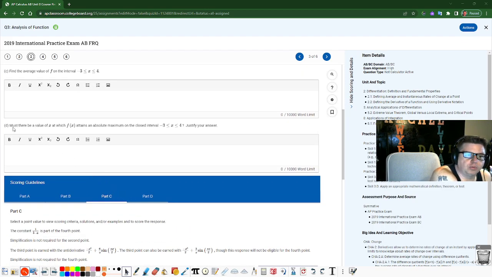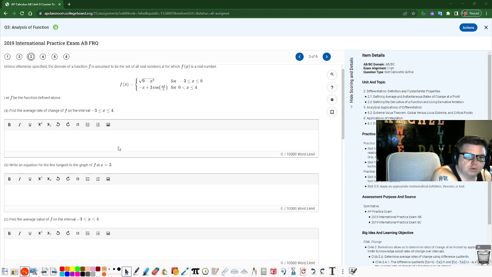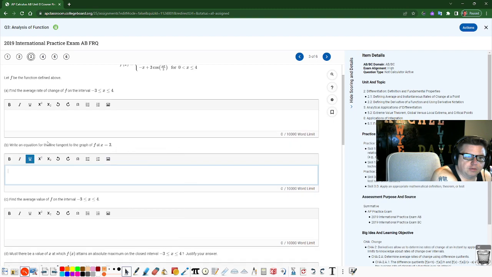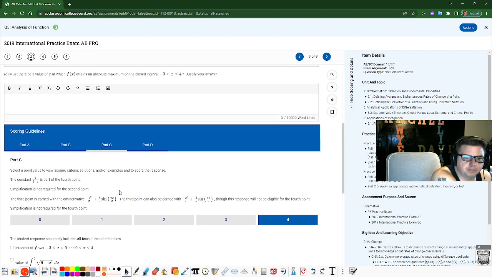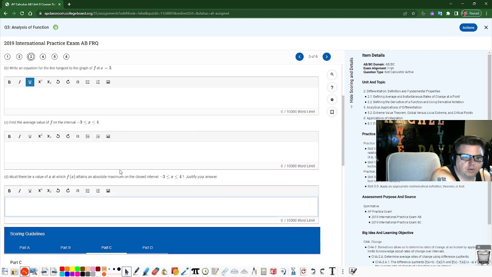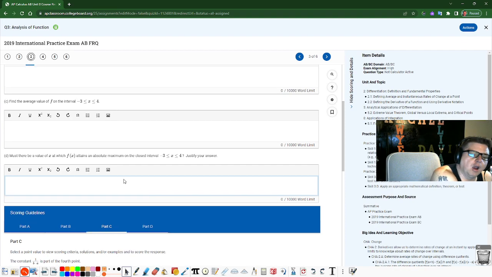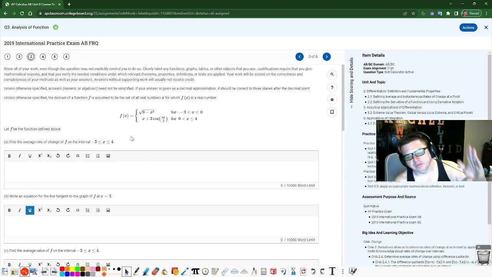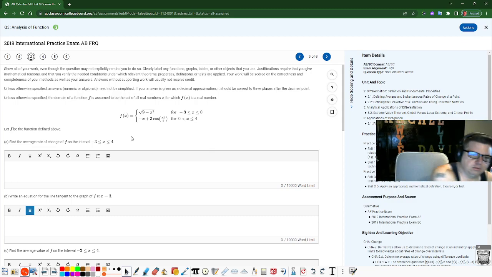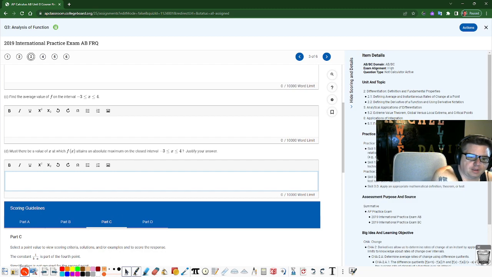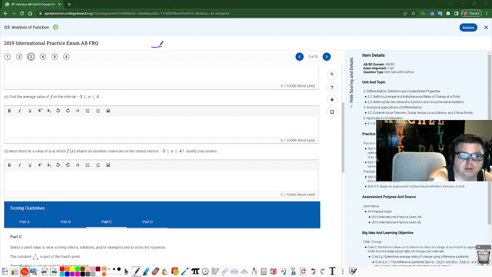All right, D. Must there be a value x where f of x attains an absolute maximum over the closed interval from -3 to 4? Justify your answer. Well, we've already done the derivative of at least the top. So what we're looking for is maximums: take the derivative, find the critical points, see where it changes from increasing to decreasing to get that maximum value, and test the endpoints just in case. And there we go. So we're looking from -3 to 4. So there's 2 of our critical points.